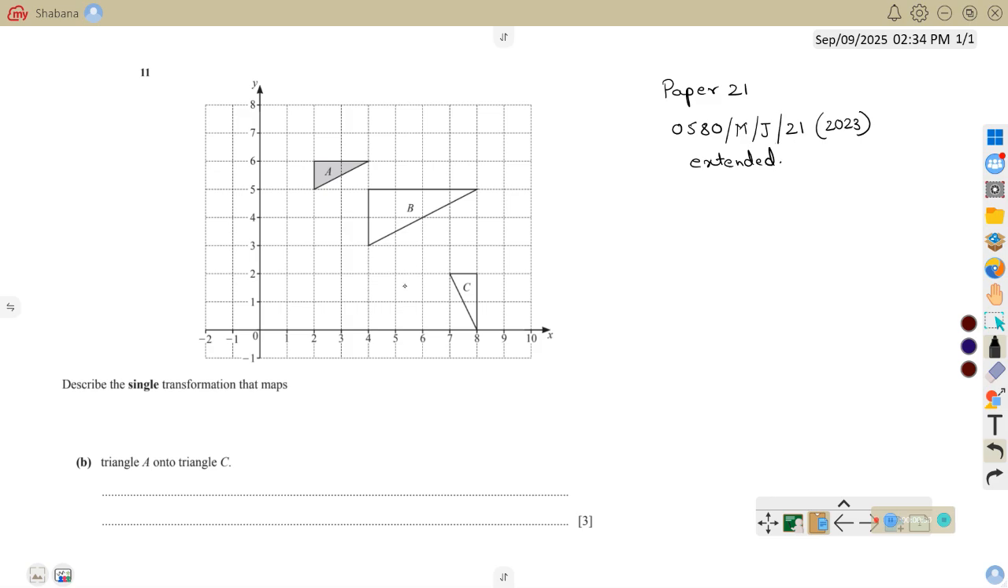Here I am gonna show how to find out the center of rotation. This question was explained, but center of rotation was not explained, like how to mark the center of rotation without the tracing paper.